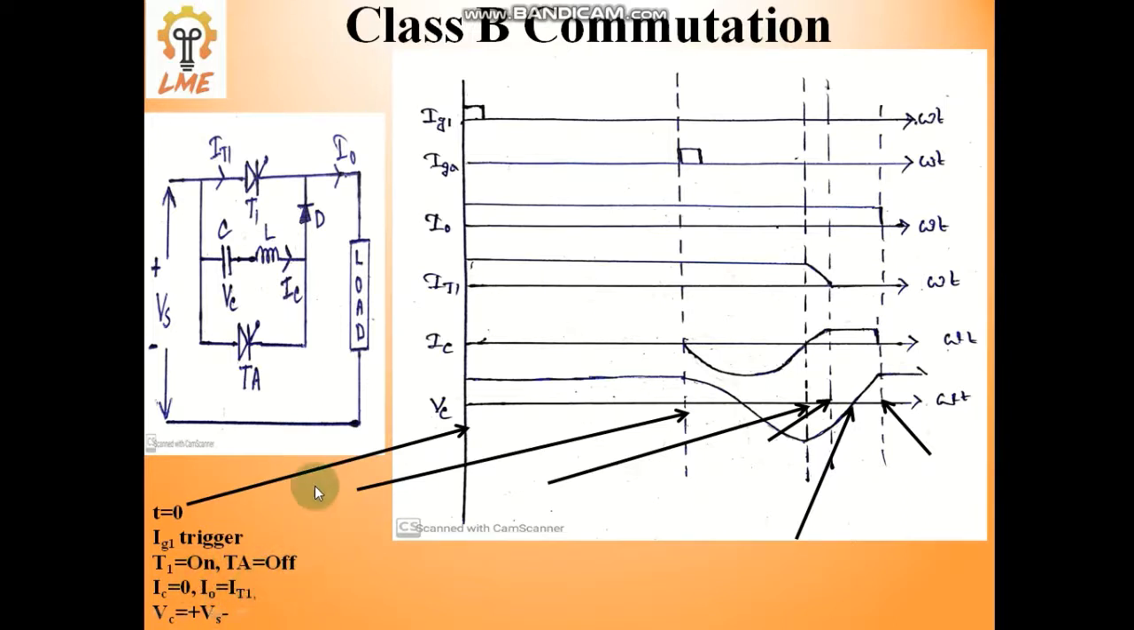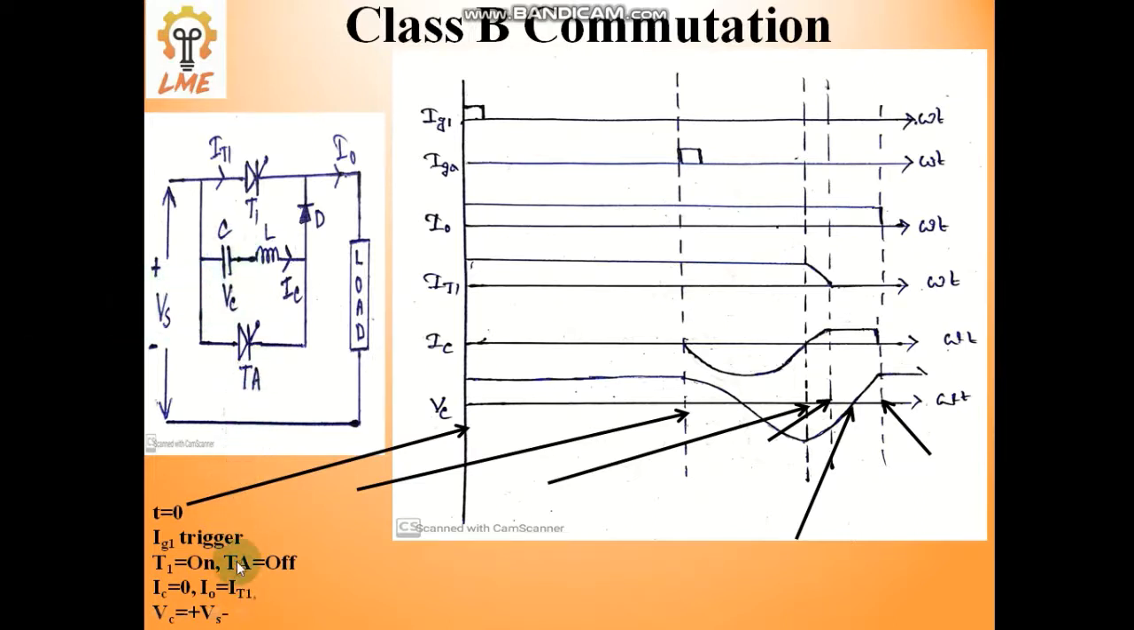Okay, the capacitor we are considering is previously fully charged, with the left plate positive and the right plate negative. That is why VC equals plus VS is written over here. This means the capacitor is fully charged with the same magnitude as Vs, but the left plate is positive and the right plate is negative. So in this way the capacitor is fully charged to the voltage Vs.